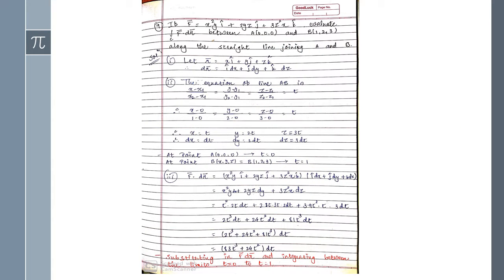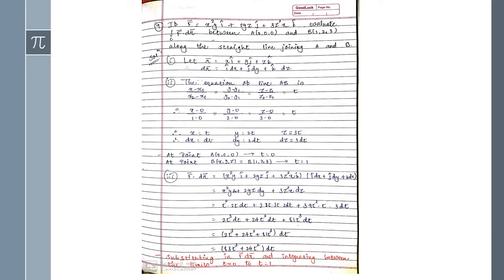So here I have given the ninth example: if F bar equals x square y i plus 2yz j plus 3z square x k, then evaluate the integral of F dot dr between the points A(0, 0, 0) and B(1, 2, 3) along the straight line joining A and B. Okay, this one is a little bit different example.